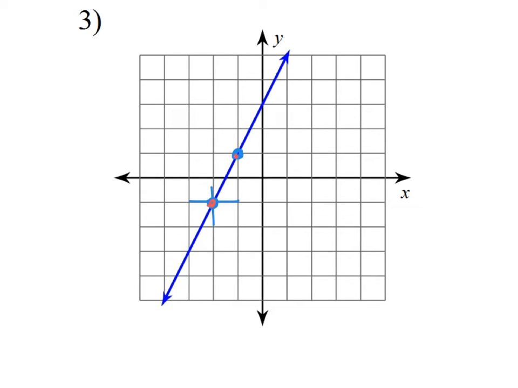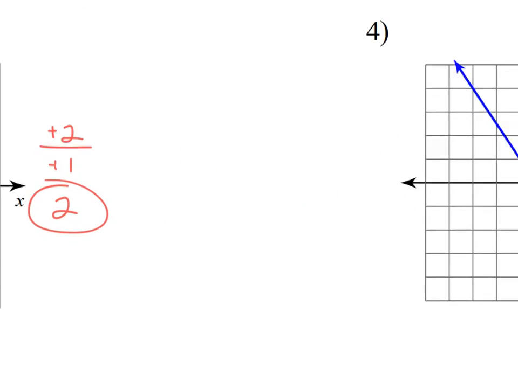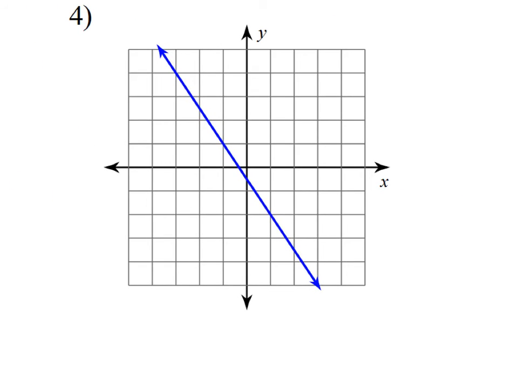From this point to this point, I'm going to go up first. So remember, up or down first, that number goes on top. So since I'm going up 2, it's positive 2. And I'm going to the right 1. You can reduce it, and then the slope is 2. Okay, you can leave it as 2 over 1. Doesn't make any difference.